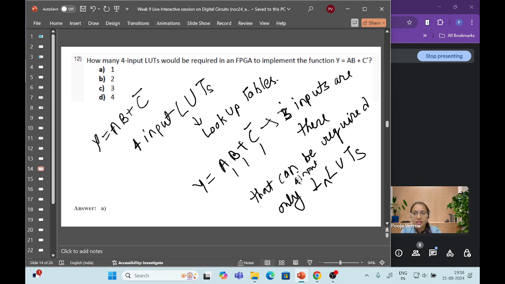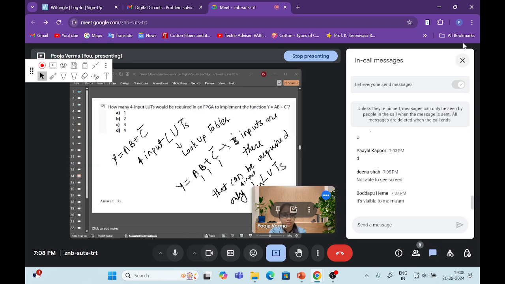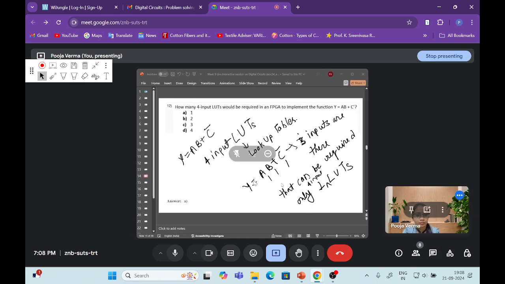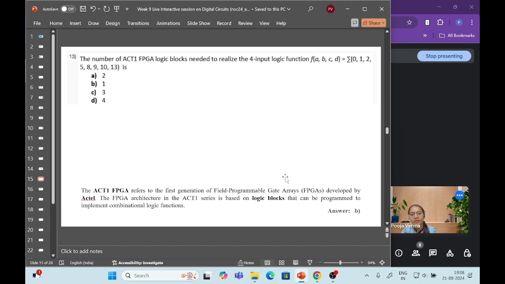In the question, it is given that the lookup tables are 4 input. So in that case, if there is a 5 input, 2 lookup tables are required. Okay, so moving to the next question.